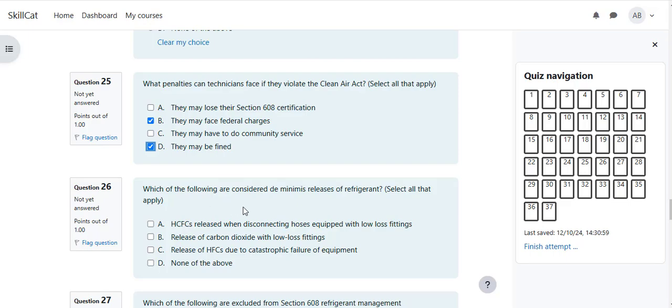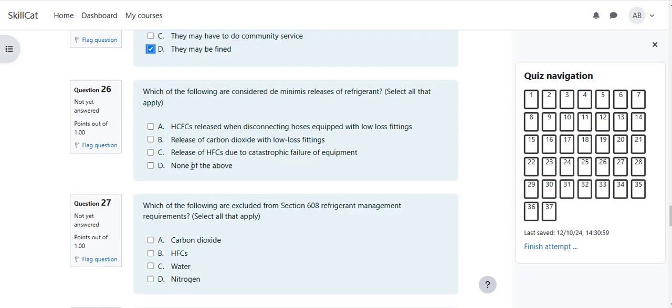Okay. Which of the following are considered de minimis release of refrigerant? Select all that apply. HCFC release when disposing of hoses, equipment with loose fittings. Yeah. A release of HFC, release of carbon dioxide with loose fittings, release of HCFC due to catastrophic failure of equipment. Yeah.